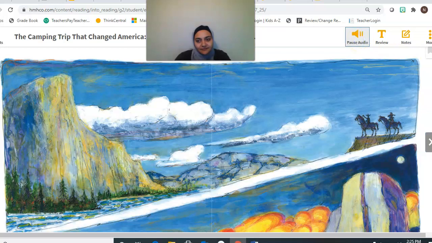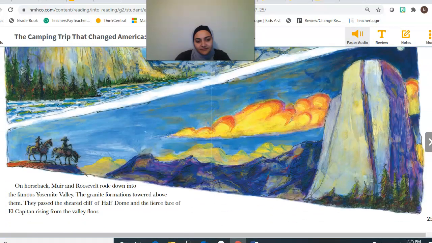On horseback, Muir and Roosevelt rode down into the famous Yosemite Valley. The granite formations towered above them. They passed the sheared cliff of Half Dome and the fierce face of El Capitan rising from the valley floor.